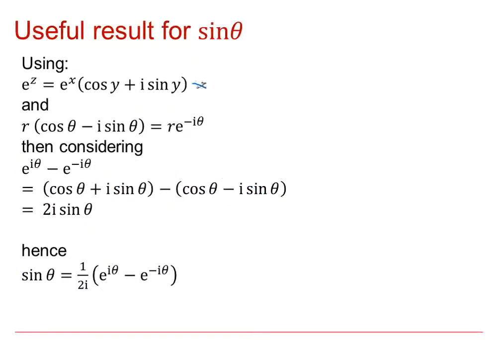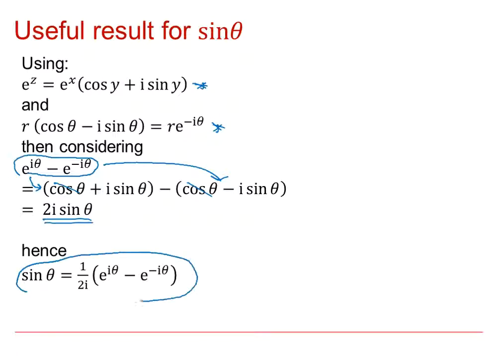Likewise, we're going to use these two again, but this time we're going to consider e to the i theta minus e to the minus i theta. So we've turned that exponential form into modulus argument form, we've turned this one into modulus argument form, and this time it's the cos theta that cancels out, and we're left with 2i sine theta. Hence, sine theta can be expressed as 1 over 2i times e to the i theta minus e to the minus i theta.